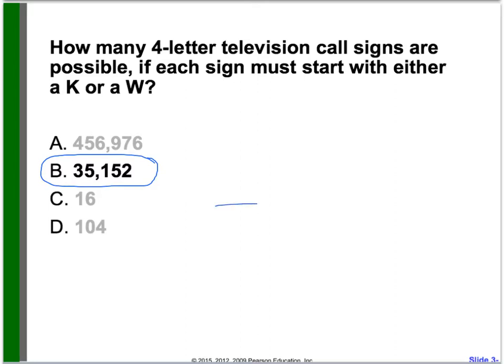So we have 4 letter call signs, all letters. So normally we would do 26 to the 4th power, which is probably why you might have gotten A if you chose A. But we have this added little thing right here that the first one must be only a K or a W. And that's true for news stations. W is the East Coast, K is the West Coast. So there's only 2 choices for the first letter. There are 26 choices for all the other letters. And then using the fundamental counting principle, we multiply those 4 numbers together, and we come up with 35,152.